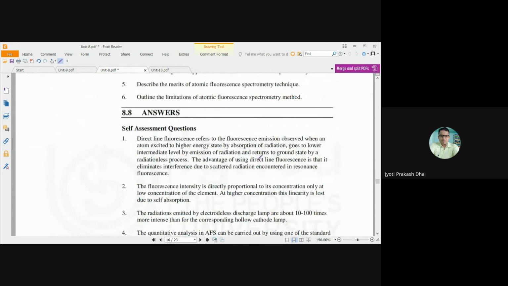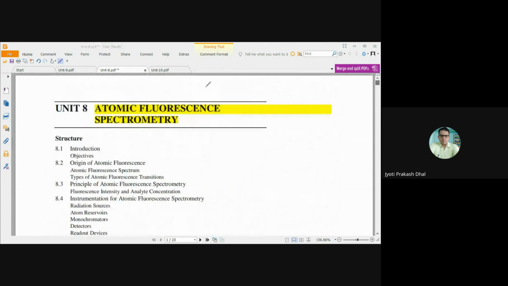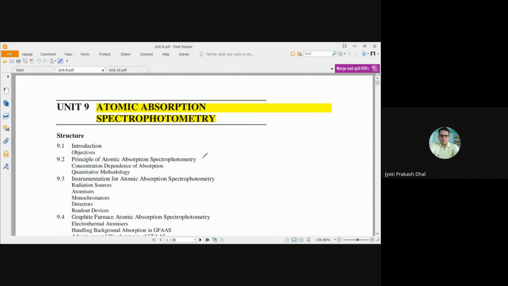So this is about the atomic emission spectroscopy. Then we will discuss the next unit, that is atomic absorption spectroscopy. So here we will take just a 2-3 minute gap. After that we will again start.